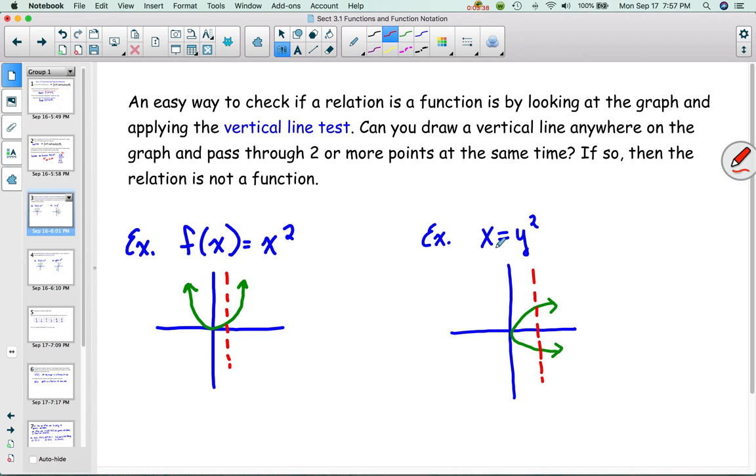Notice my graph, my x equals y squared, my relation, and I can see here just visually that it passes through 2 points right here. And there's other places where it would pass through 2 points. So this is not a function. However, this is a function. So the vertical line test gives us a really quick look to see whether or not a relation is a function.